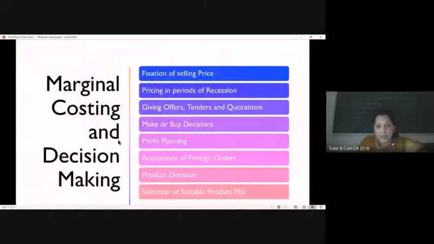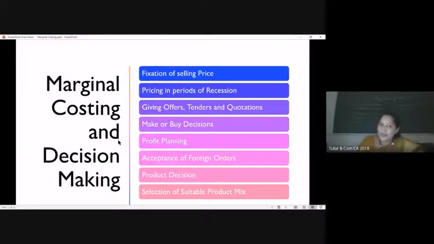So we have learned this. Now, this can be asked as an essay question, as well as there can be an exercise associated with any of these decisions. So these are the basic types of decisions which will be based on the marginal costing technique. One is fixation of selling price. As we know, selling price will consider our cost, the volume we can sell in the market, and also our profit expectation.